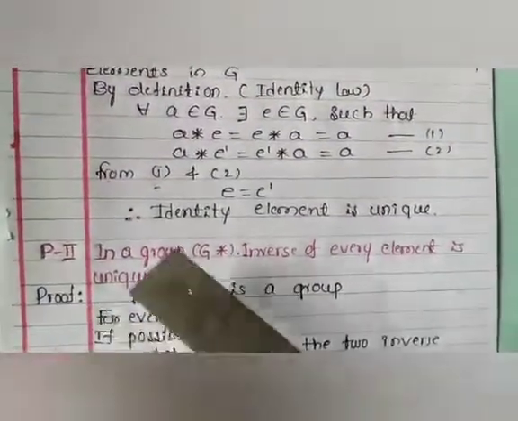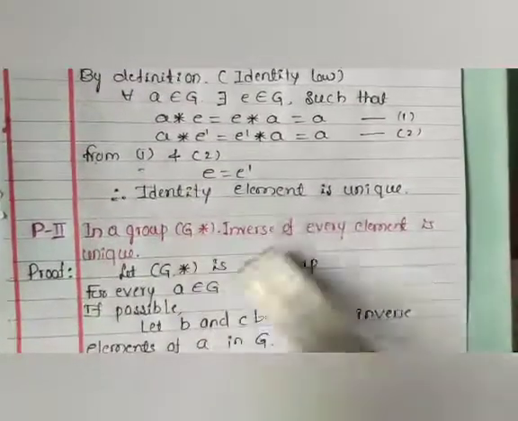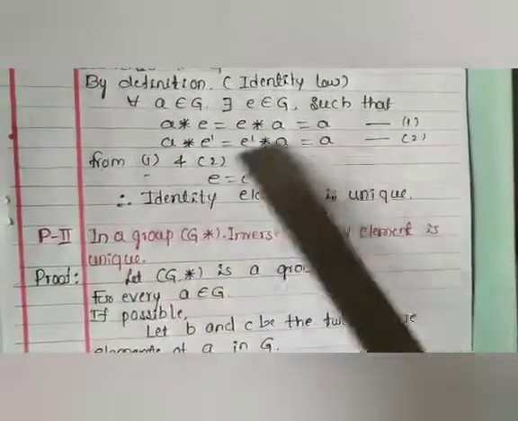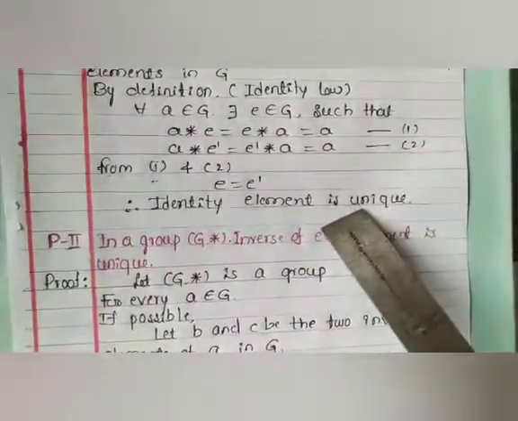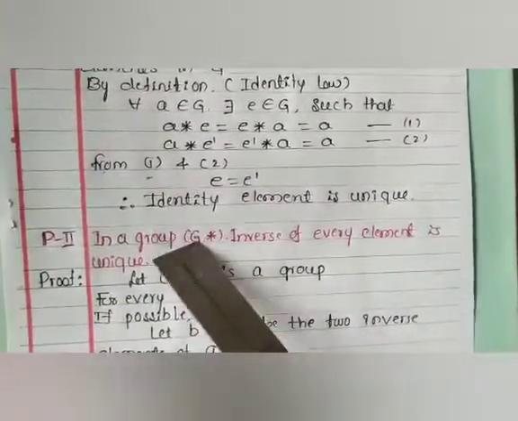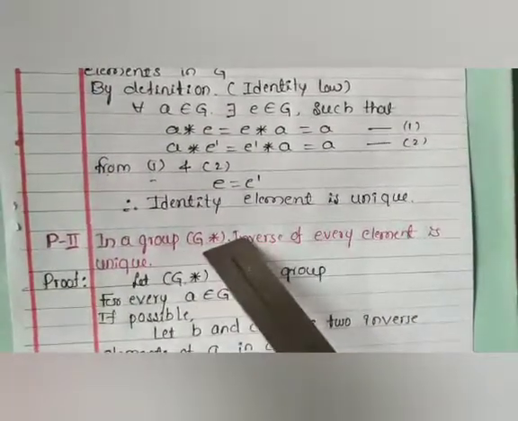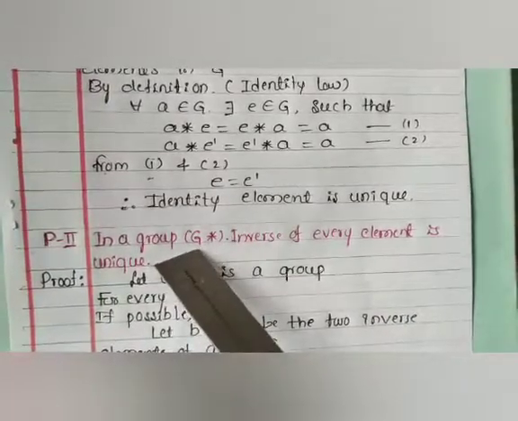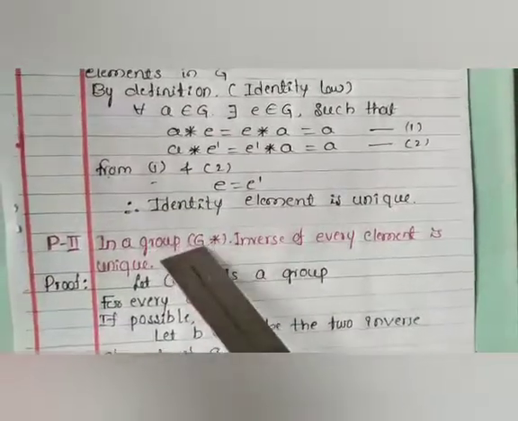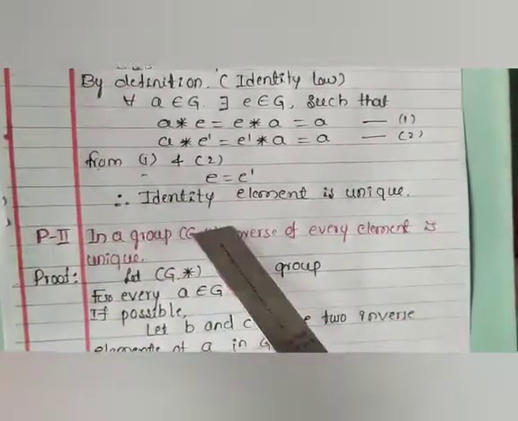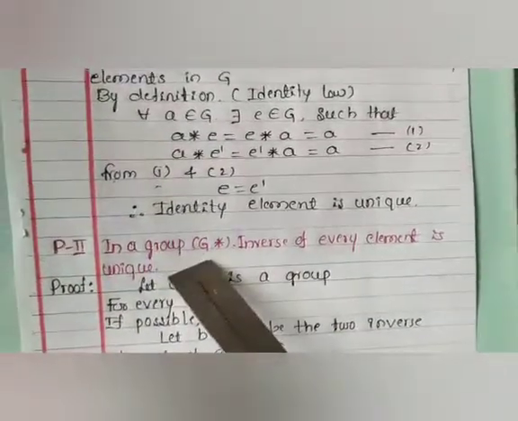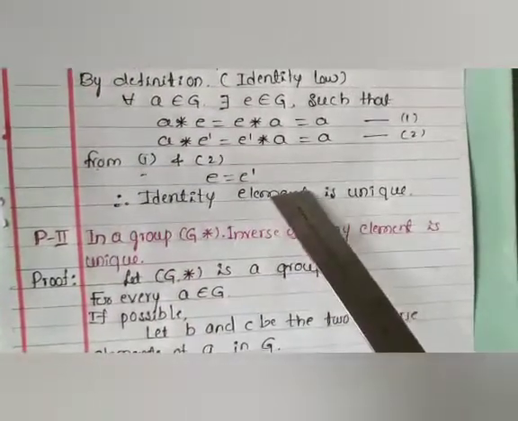Next comes the second property. In a group G star, the inverse of every element is unique. In the previous property we observed that there is only one identity element in the whole group. But the set G contains many elements. Suppose it contains, for example, 10 elements. Then every element has an inverse, 5 has an inverse, 6 has an inverse. But every element has only one inverse, not more than one.